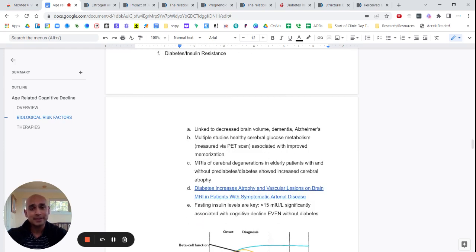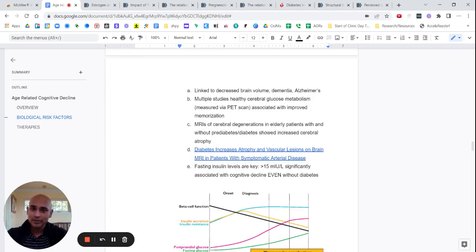What about diabetes and insulin resistance? Well, this clearly is associated with cognitive decline. It's been linked to decreased brain volume, dementia, Alzheimer's disease, and there have been multiple studies that have looked at healthy glucose metabolism and the fact that it's been associated with improved cognition, in particular memorization.